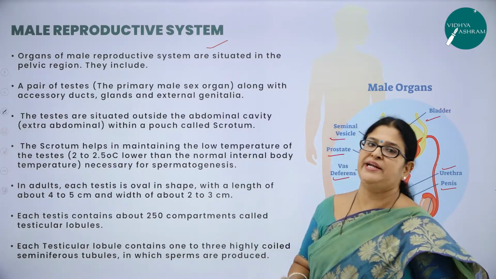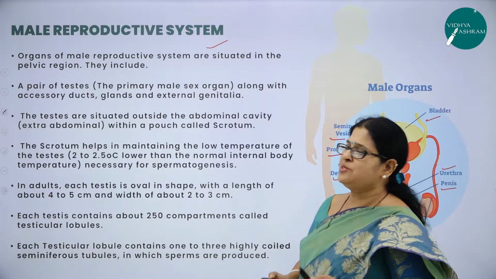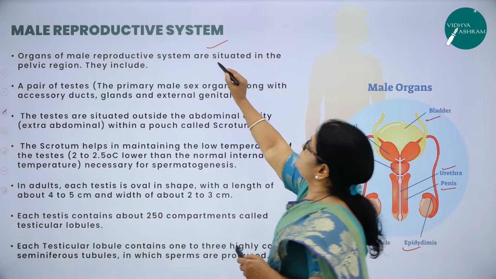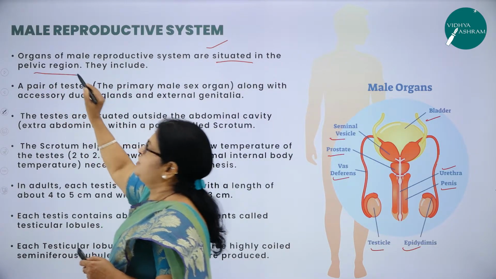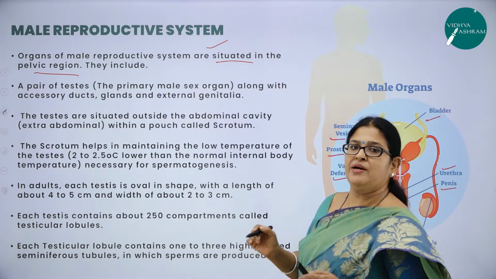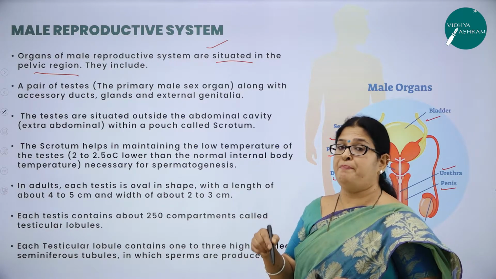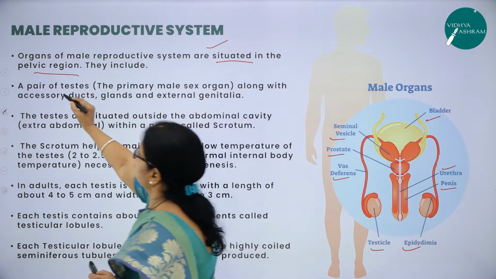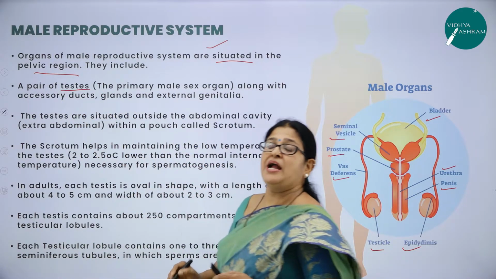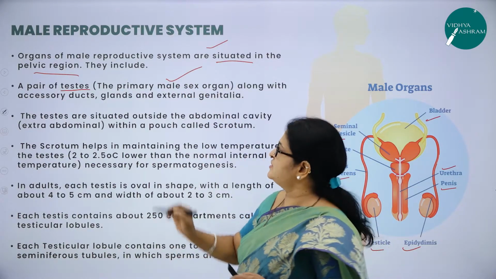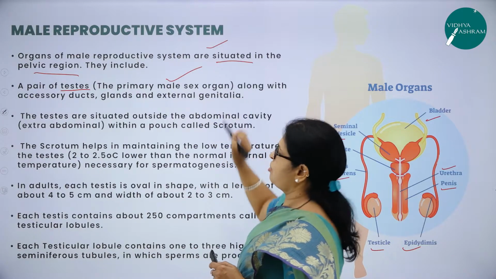Now let us study in detail the male reproductive system. Where actually is the male reproductive system situated? It is situated in the pelvic region. So the male reproductive system is situated in the pelvic region. Now what are the important parts of the male reproductive system then? The male reproductive system includes a pair of testes, and we call the testes a very important sex organ, that is the primary male sex organ.